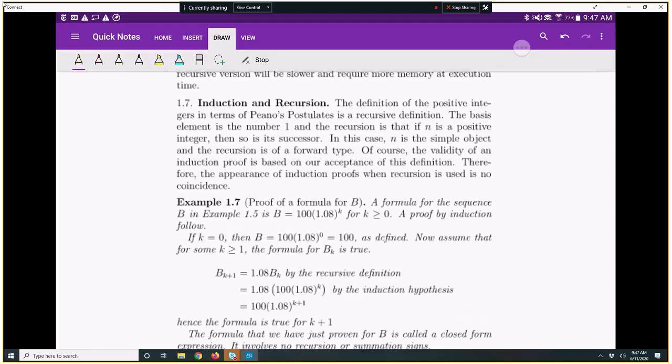Just a brief blurb about induction. So we define the positive integers, and when we define them in terms of Peano's axioms, it's a recursive definition. The basis element is the number 1, and the recursion is that if n is a positive integer, then so is its successor. In this case, n is the simple object, and the recursion is of a forward type. The validity of an induction proof is based on our acceptance of this definition.